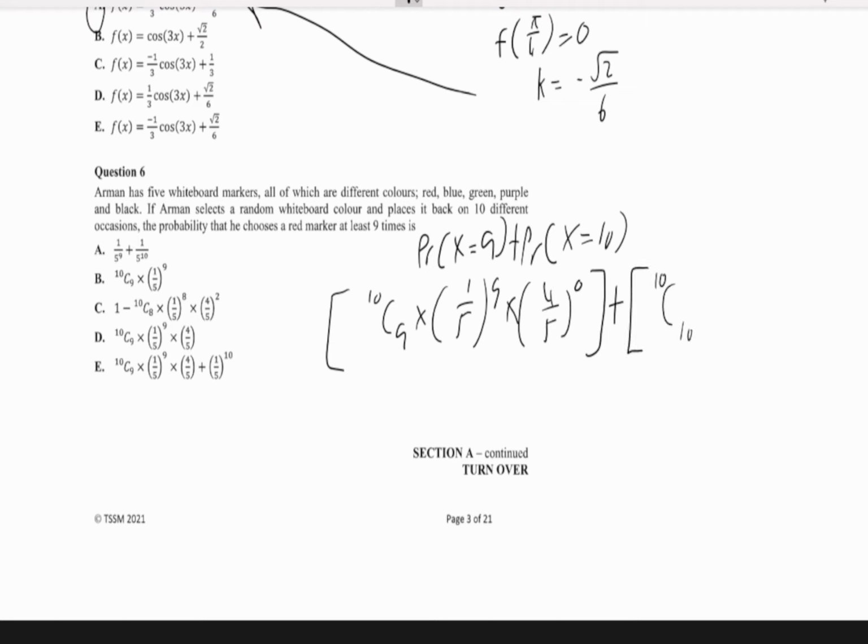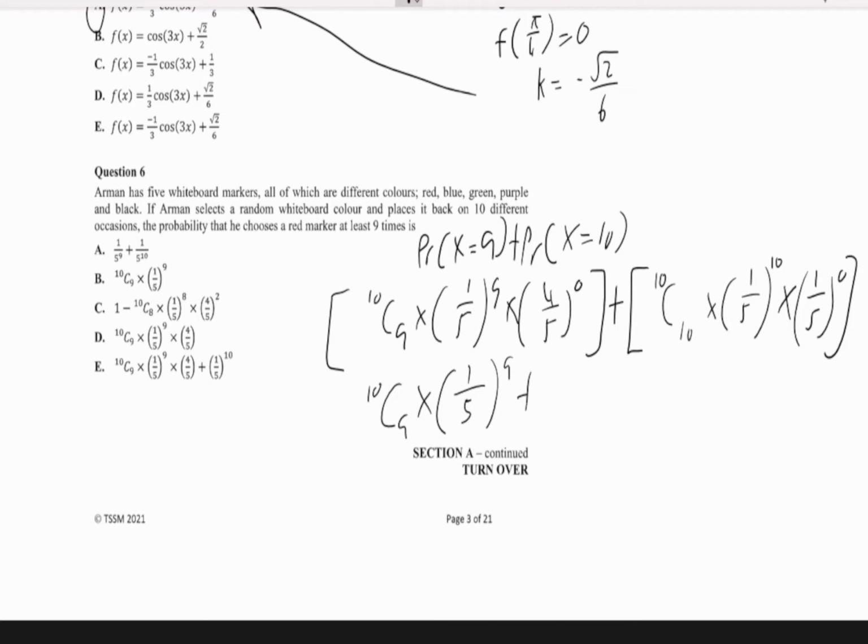10 choose 10 times (1/5) to the power of 10 multiplied by (4/5) to the power of 0. And then you can simplify that to 10 choose 9 times (1/5) to the power of 9 times 4/5, plus 10 choose 10 which is 1, times (1/5) to the power of 10, and that's option E.